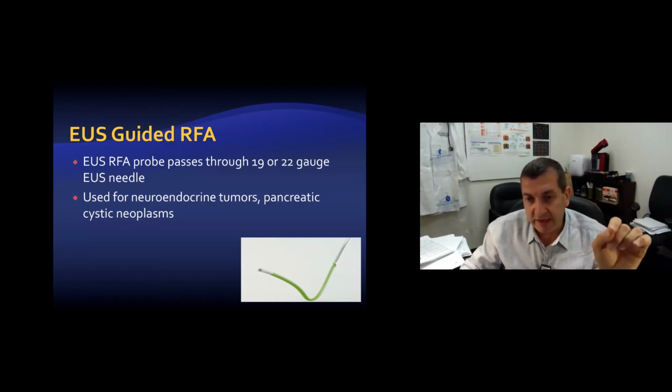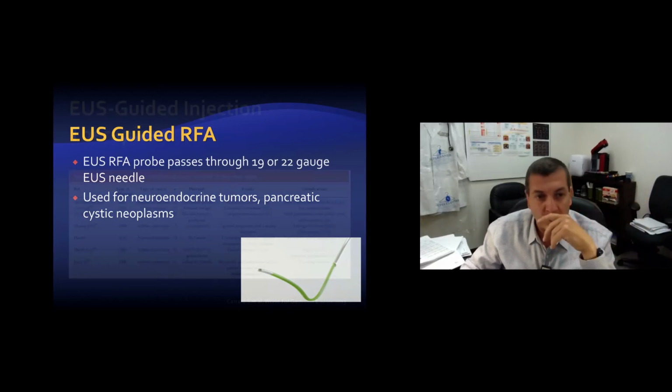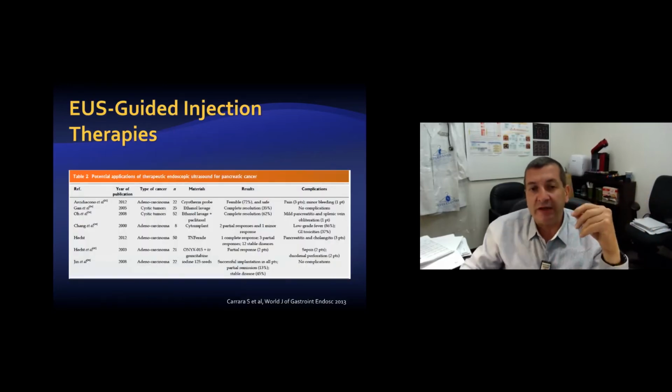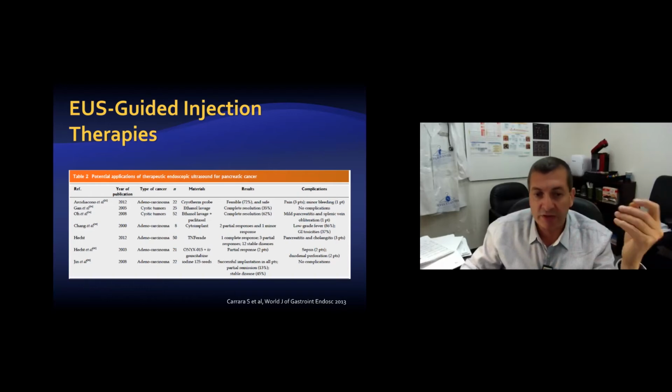So we can stick a needle into the cyst and use the RFA probe and apply heat around the area that we need to treat. And we can do it for ablation of neuroendocrine tumor and pancreatic cyst neoplasm. You can also use it to inject therapies. None of it is mainstream, but this is to show you that over the years, it has been used and continues to be used in clinical studies to see if they help as a neoadjuvant treatment for either cystic tumors or adenocarcinoma of the pancreas.